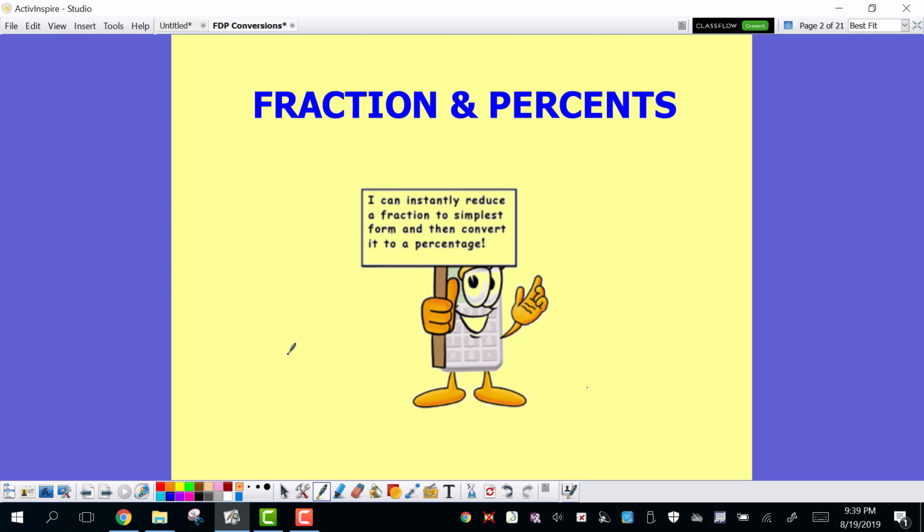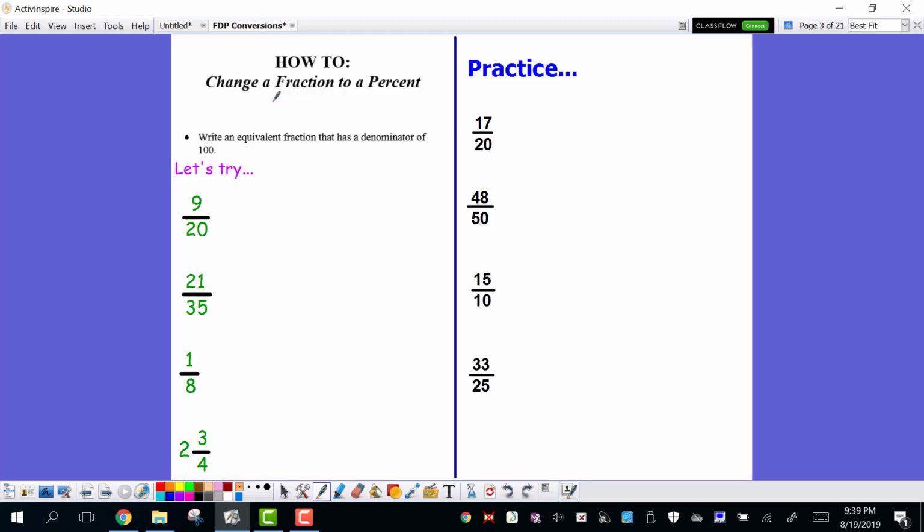A quick review. A percent, I want you to think about a percent as always being out of 100. So on your notes, make sure that you write the 100. Okay, you always have to think that percent is always out of 100. That's going to make it easier for us. Okay, now how do we change a fraction into a percent?